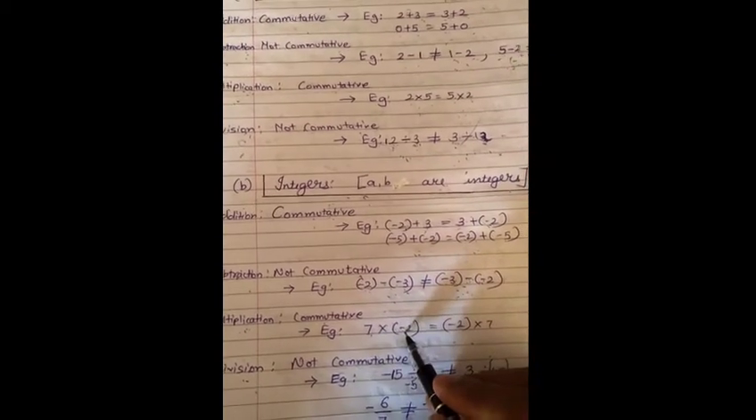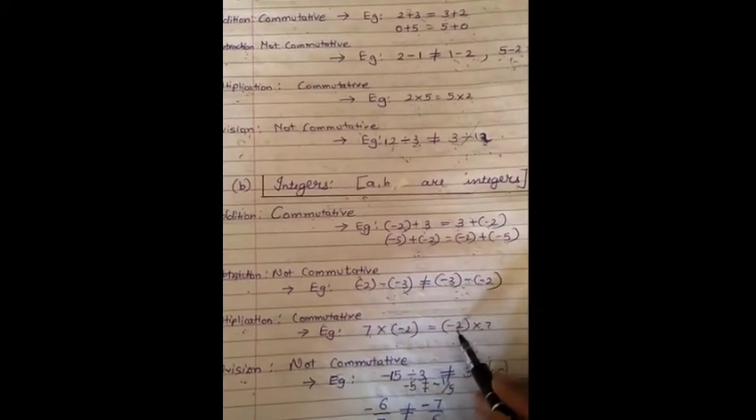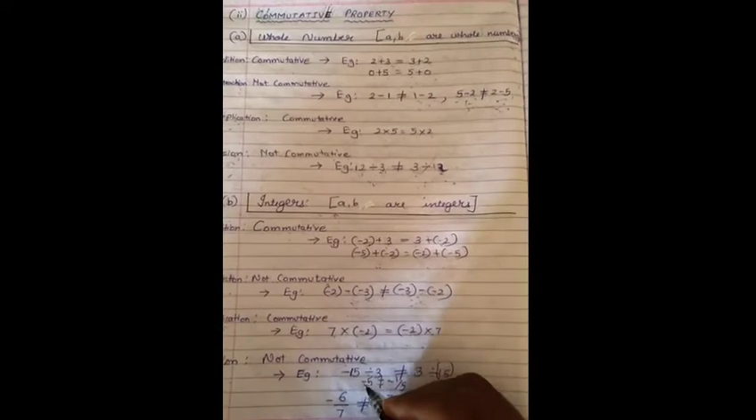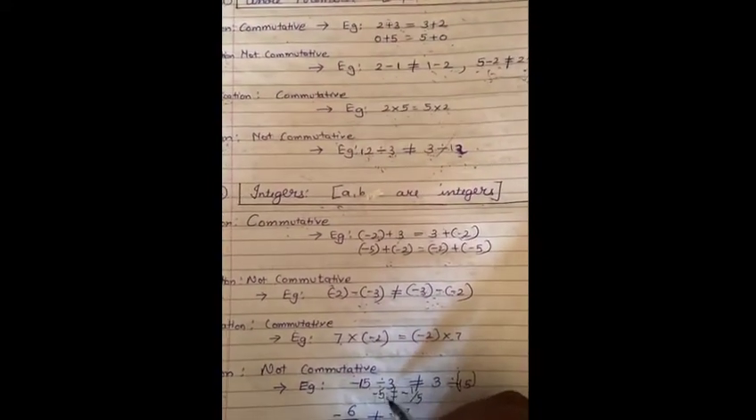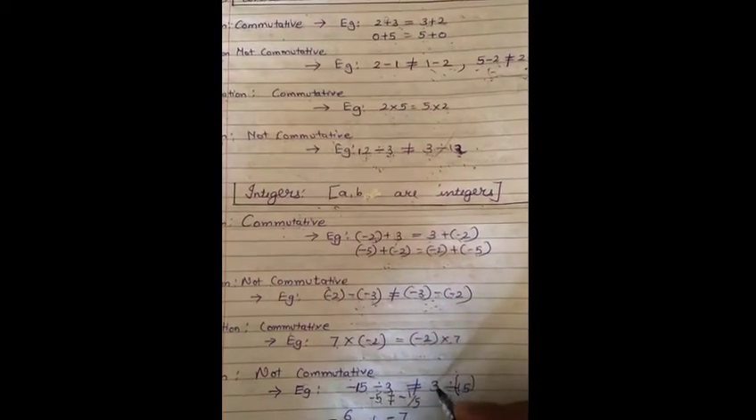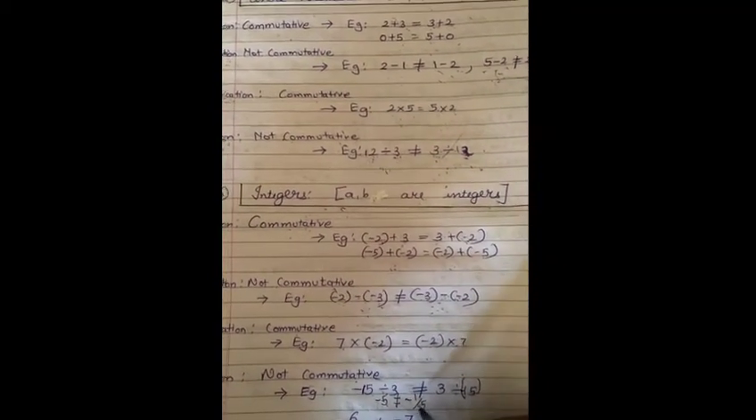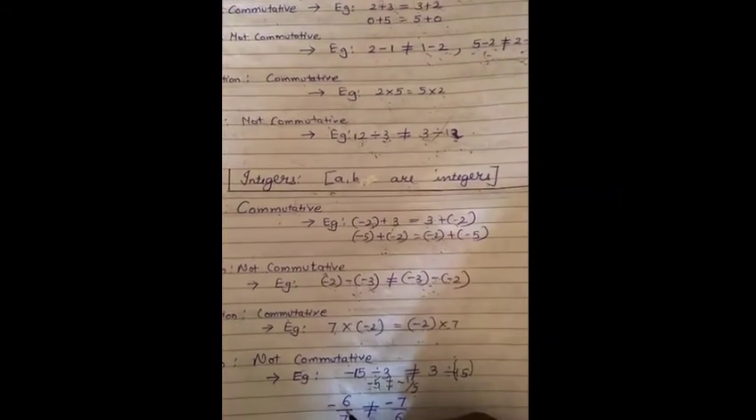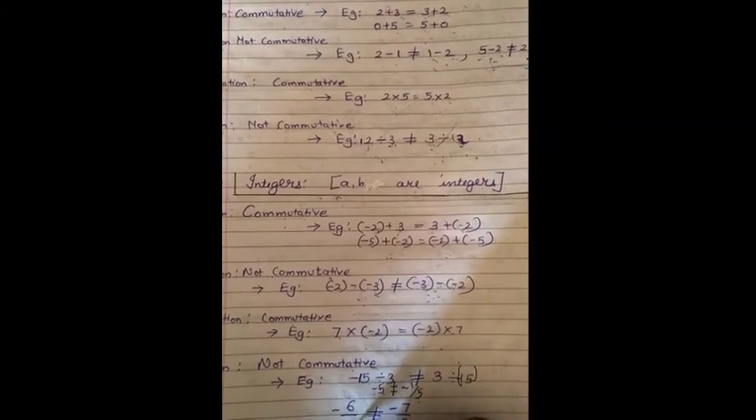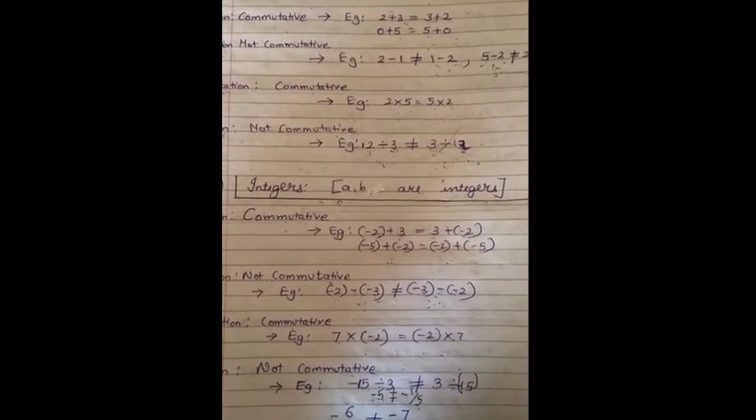Under the head of multiplication it is commutative. Why? 7 multiplied by minus 2 gives minus 14, and minus 2 multiplied by 7 also gives minus 14. Under the head of division it is not commutative. How? See, negative 15 divided by 3 gives you negative 5 and 3 divided by negative 15 gives you negative 1 upon 5, both sides not equal. In the same way, negative 6 divided by 7 is not equal to negative 7 divided by 6.